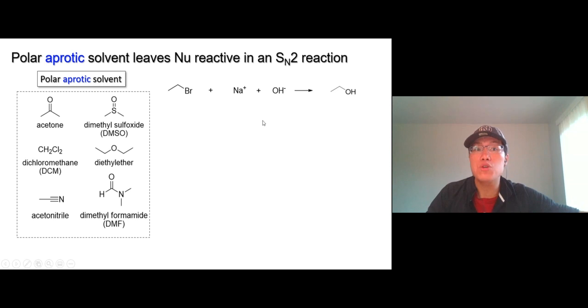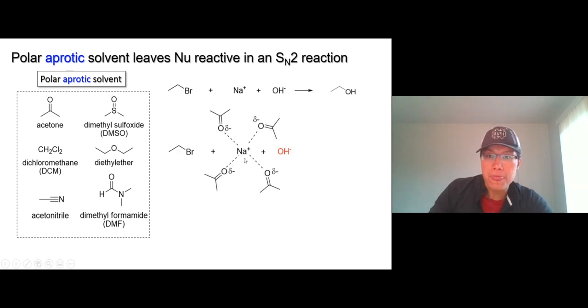Let's say you want to do an SN2 reaction, use a polar aprotic solvent, and here's the reason why. For a polar aprotic solvent, if you still remember, the SN2 reaction mechanism happens in one step, right? Just one step: nucleophilic attack, the bromine leaving group leaves, and you get the product right there. Since a polar aprotic solvent can stabilize only the cation, it will leave the nucleophile or anion alone, which is the best thing that you can do.